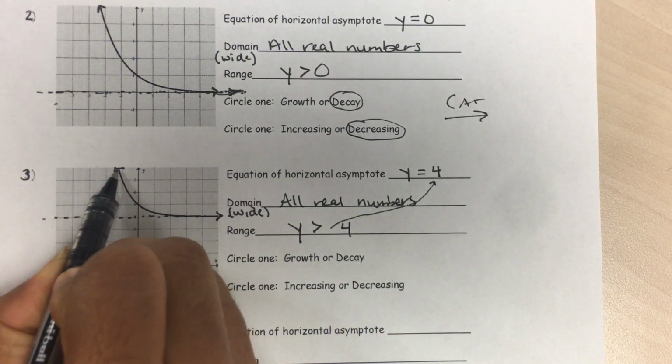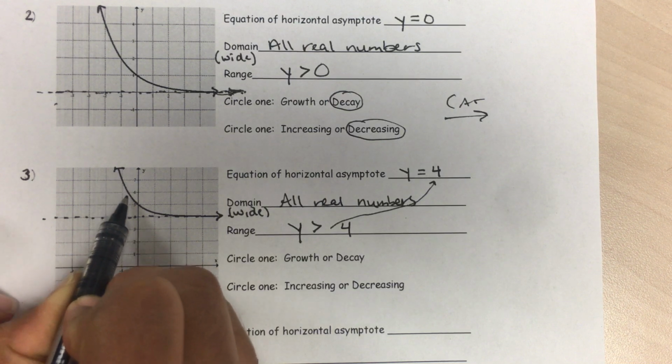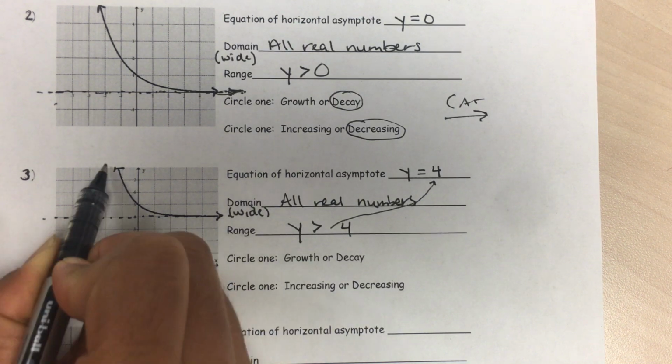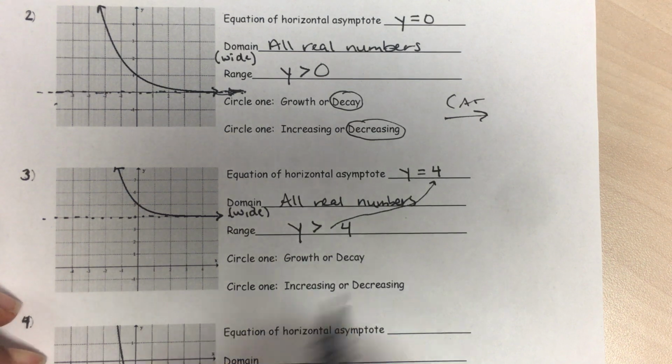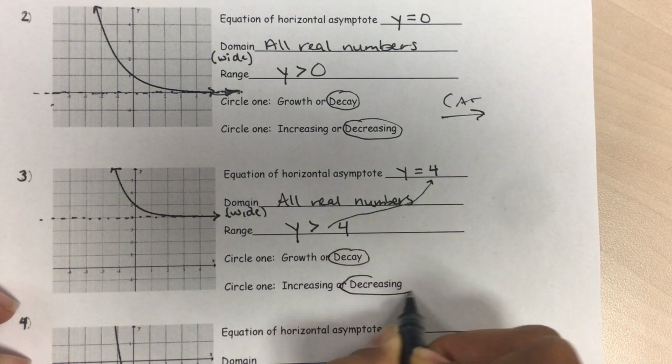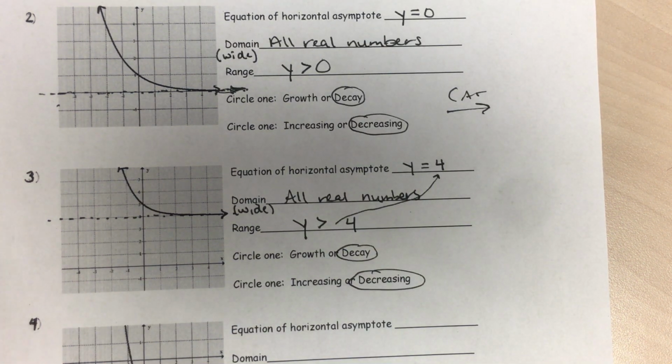Here we are, starting on the left again. Trace and see which way you're headed. It looks like I'm headed down. This would be another example of decay, decreasing.